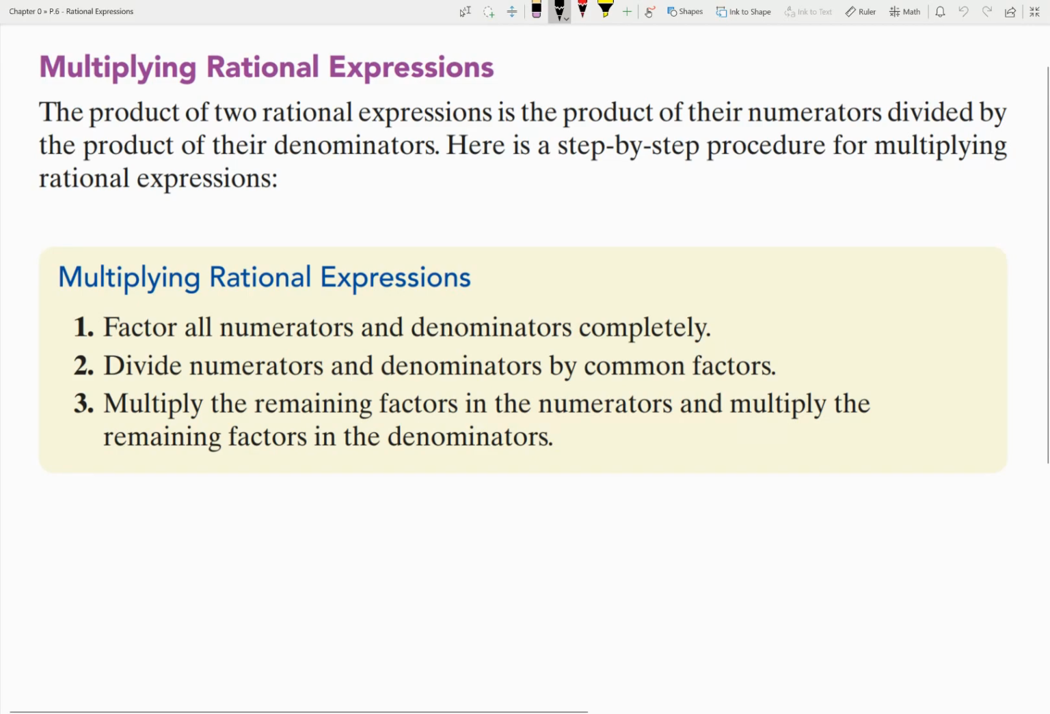All right, so this gets us now into multiplication. So if you remember how fractions multiply, the product of two rational expressions is going to be similar to multiplying two fractions together. So it's the product of the numerators divided by the product of the denominators. Step-by-step procedure is factor everything, cancel everything, divide numerators and denominators by common factors, and then multiply.